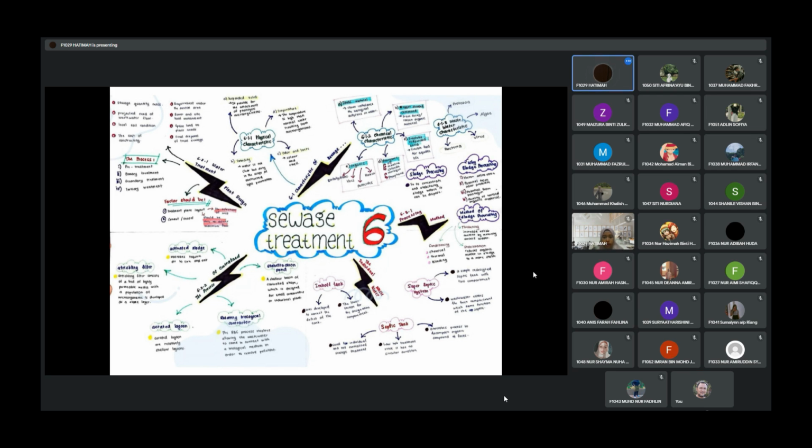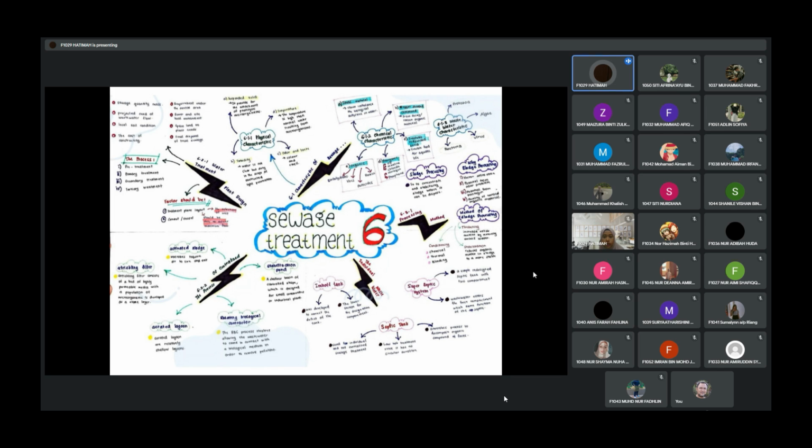The first one is characteristics of sewage. We have three characteristics, which are physical characteristics, chemical characteristics, and wastewater characteristics. In physical characteristics, we have suspended solids, temperature, odor and taste, and turbidity.